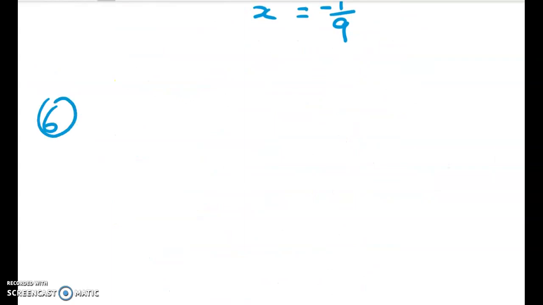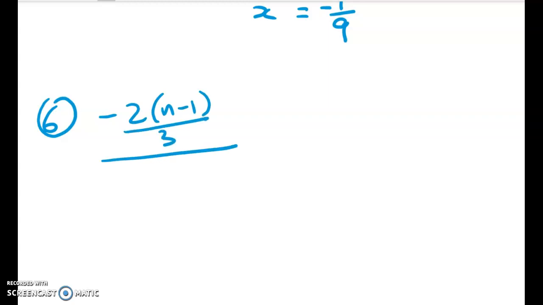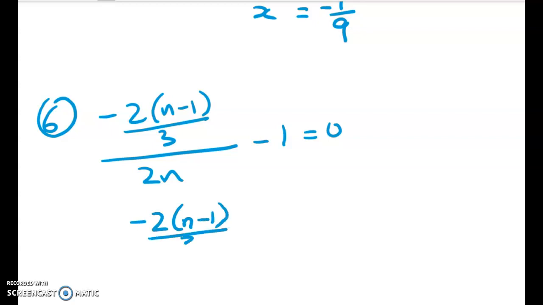Right, last one, question 6. Looks horrible. It's not too bad if we understand what operations are. So it's got a fraction divided by 2n minus 1 equals 0. I'm going to start by adding 1 to both sides. And I'm going to leave this horrible, ugly fraction on top of a fraction as it is.